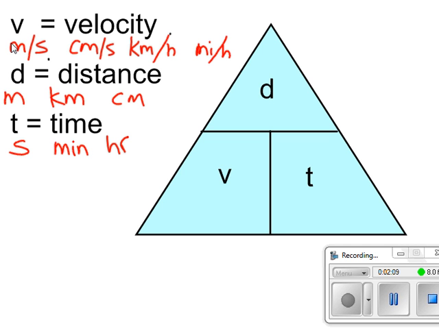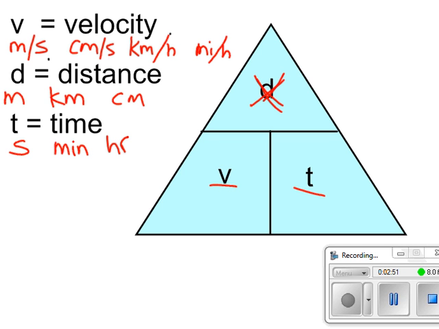All right, so how do we determine what the equation is going to be for each problem? I'll show you how to use the triangle, and then we'll have some examples that we can do. Let's say I have a word problem, and I'm given two variables. And the two variables I'm given are velocity and time, and I have to solve for distance. If you look at the triangle and you cover up what you're solving for, that leaves you with the two variables. Here I have velocity and time.